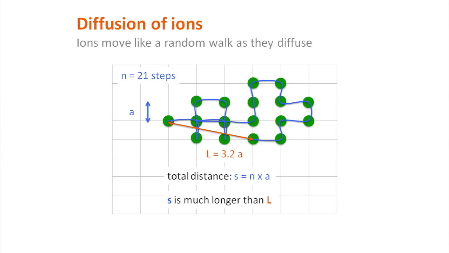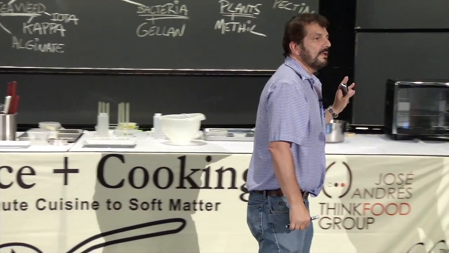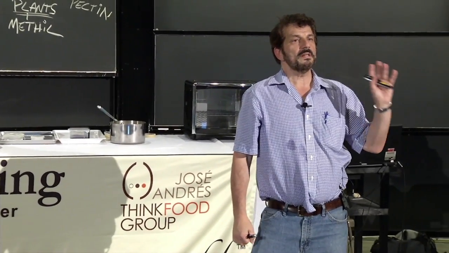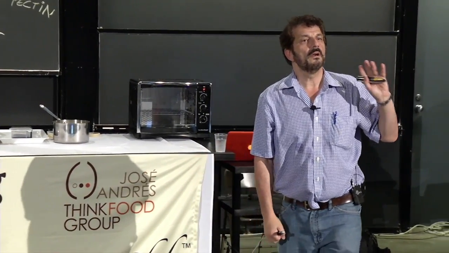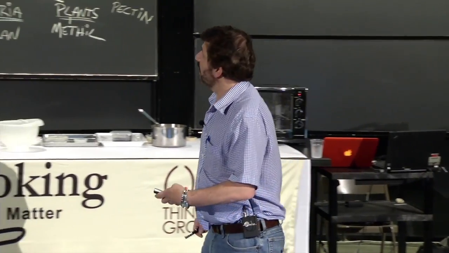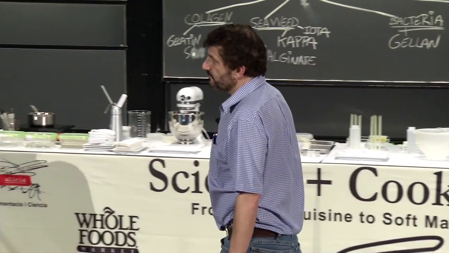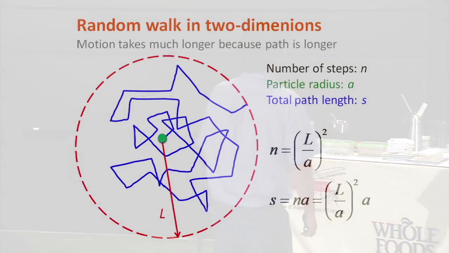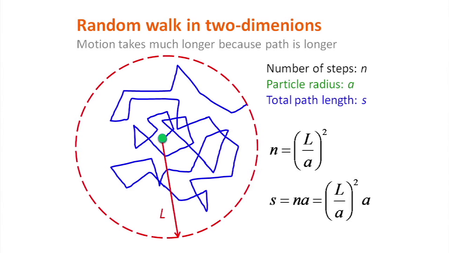So this is a very slow walk. The total distance that it's gone is 21 times this length A, this step size A. It's much longer than the absolute distance. So the drunken sailor walks very slowly. He doesn't cover very much distance. So in 2 dimensions, it might look something like this. Takes this very convoluted path. Look at this long length of path.